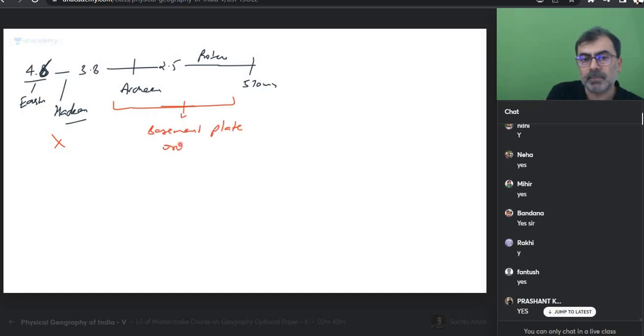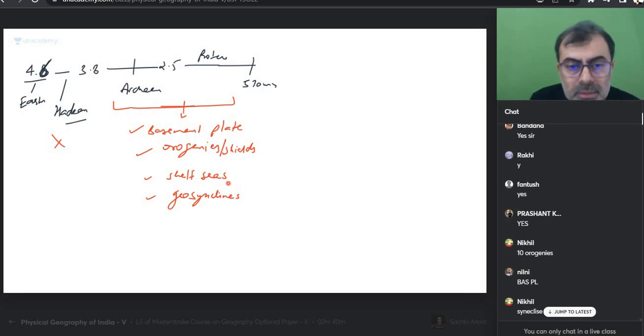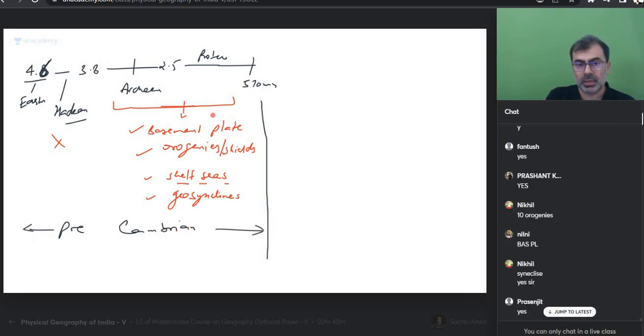Basement plate, orogenies, shelf seas, geosynclines. Nikhil, the synclines are filled with water, that is the shelf seas, right? Synclines are the ones which are there. Is everyone okay? Before this is what? Can I say all this is pre-Cambrian? Yes. Can I say this Proterozoic area is Purana also? Lower Purana, Upper Purana. You know the Upper Purana map also, Archean map also.